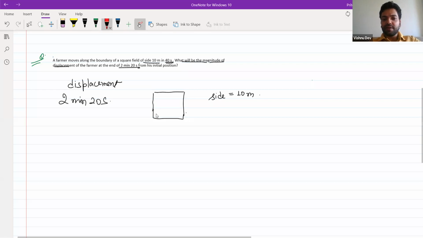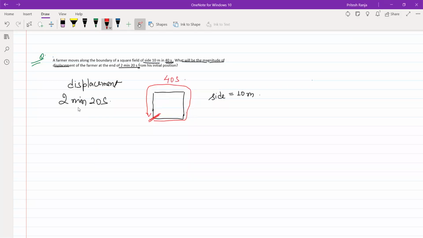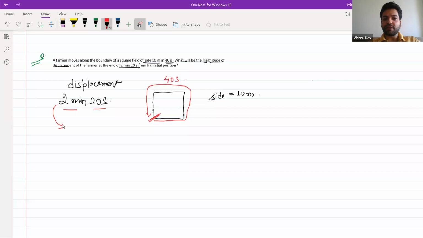So what is happening here? The farmer is starting at this point and moving, completing a full square in how much time? 40 seconds, right? Now, in 2 minutes 20 seconds, let's convert it into seconds so that we can see where the farmer will be. If you convert it into seconds, you get 140 seconds, 2 minutes plus 20 seconds. This is clear, 140 seconds.